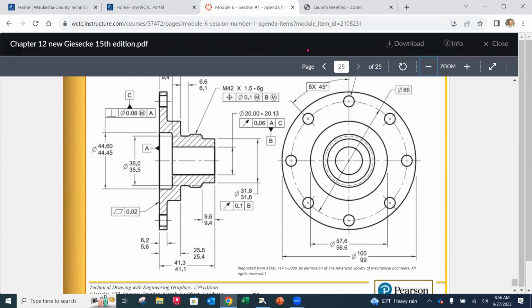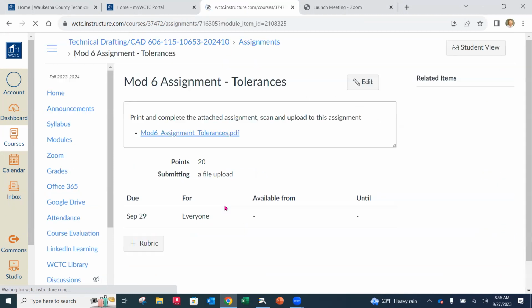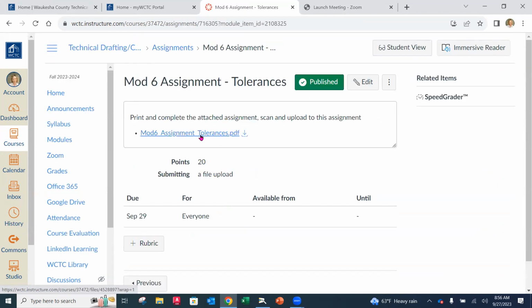So in the classroom, I have the handouts, but if we go back to Module 6, you will notice that there is an assignment for tolerances, okay? So if we click on this assignment, here is, for those who aren't here physically in class, you'll notice that we have the Module 6 assignment PDF, and I'm going to be handing that out in class here. So if you want to click on that and open it up, that would be great.